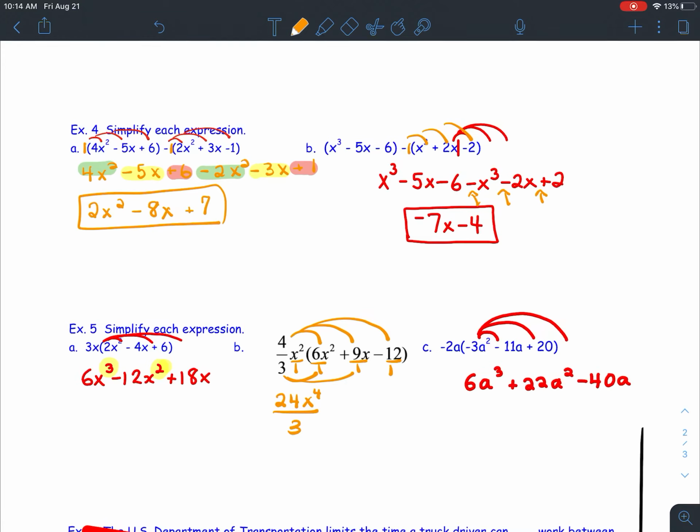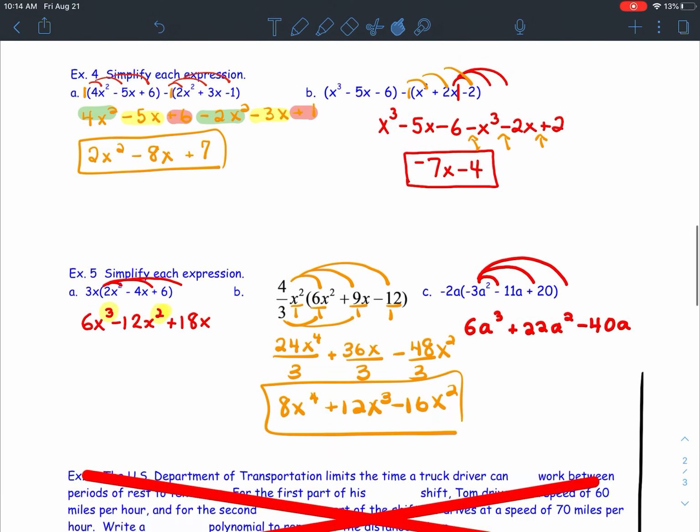Okay, so initially we get maybe a 24x to the 4th in the numerator, a 3 in the denominator, then a 36x, 3 in the denominator, and then we get -48 again with a 3 in the denominator. Okay, and then we should simplify here. So if we were to simplify this, this would simplify to 8x to the 4th plus 12x cubed minus 16. Oh, I'm sorry, there should be an x squared here, 16x squared.